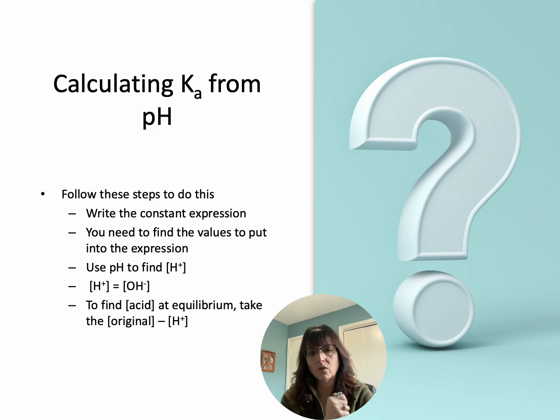And the mistake most students make is when they do the equilibrium math down below, they want to put the original molarity of the acid in there. It's the original molarity minus the concentration of H.